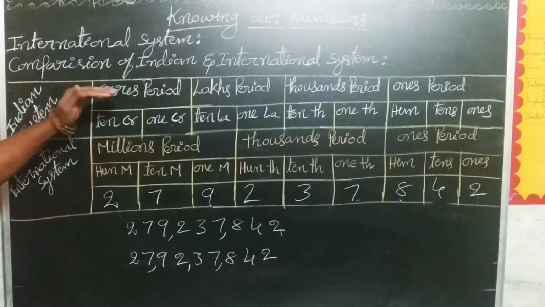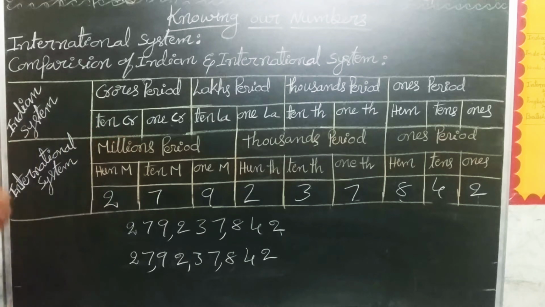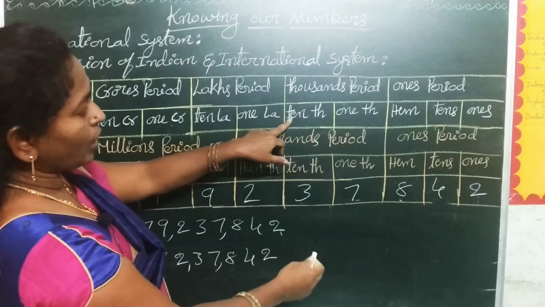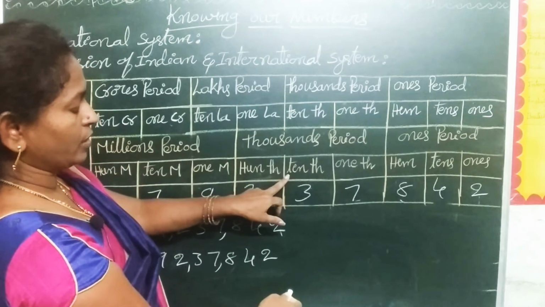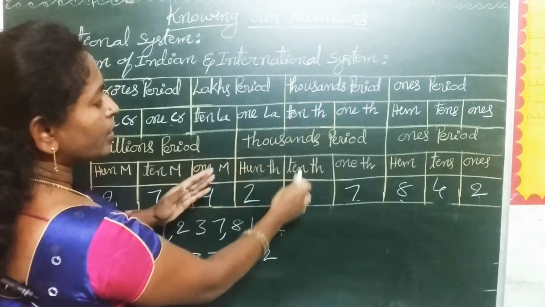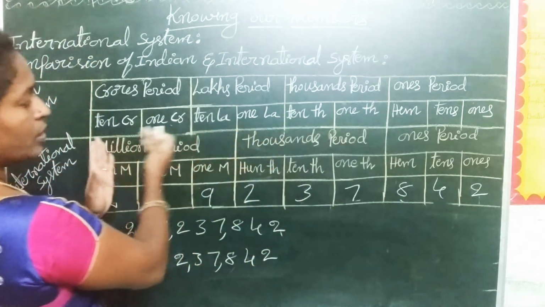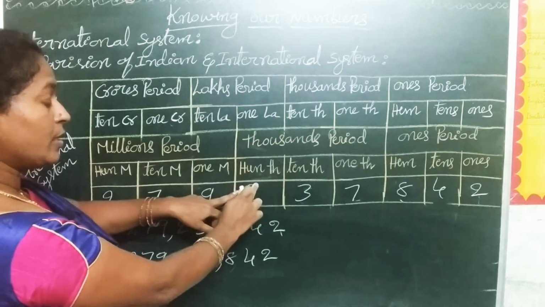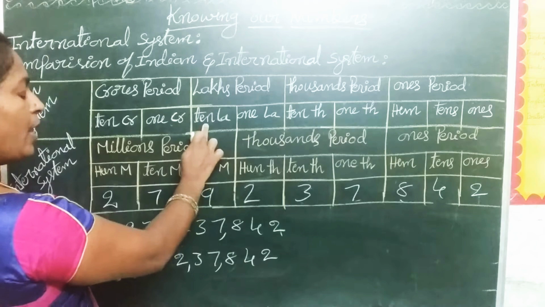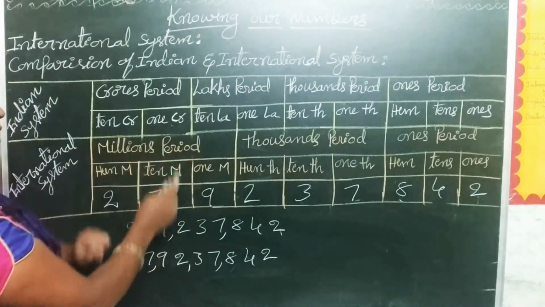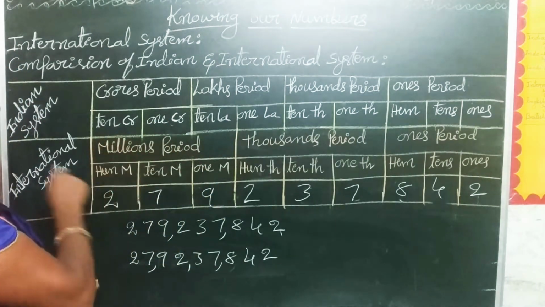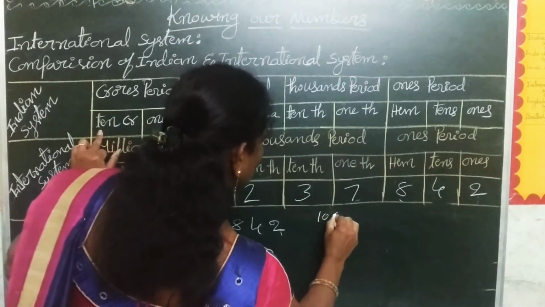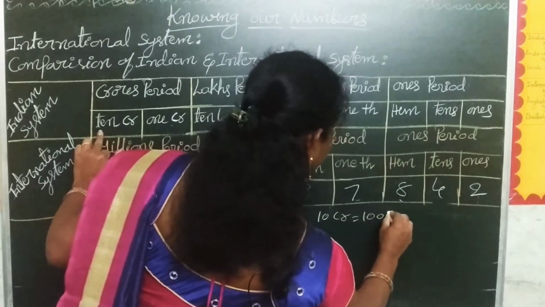So now a comparison of the Indian and international systems. See, in the Indian system of numeration, observe here 10,000. International also up to 10,000. Up to 10,000 the Indian and international systems are both the same. After that it will change. See, what will change? Here 1 lakh equals, in the international system, 100,000. 10 lakhs equal 1 million. 1 crore equals 10 millions. 10 crore equals 100 millions.